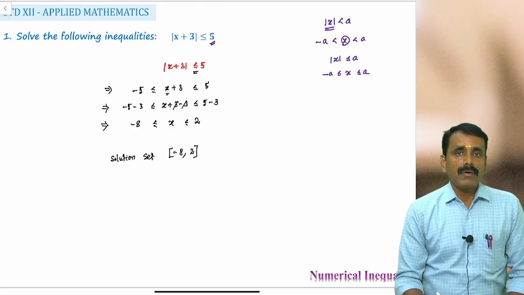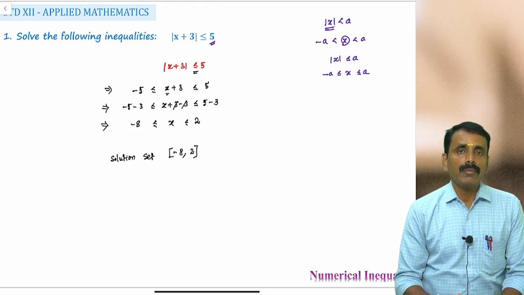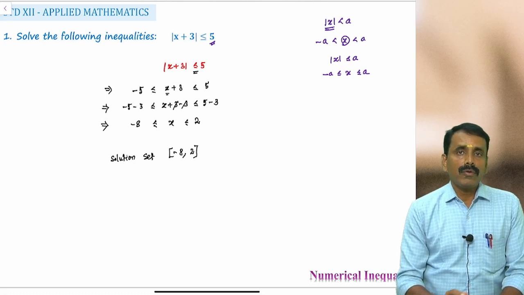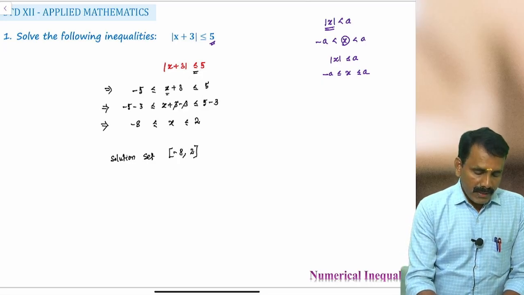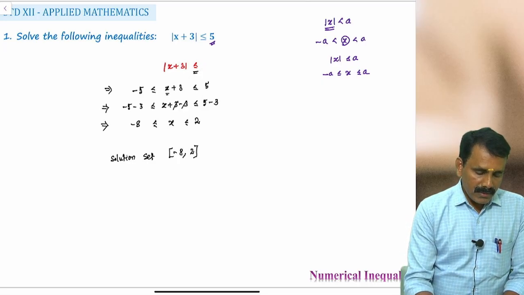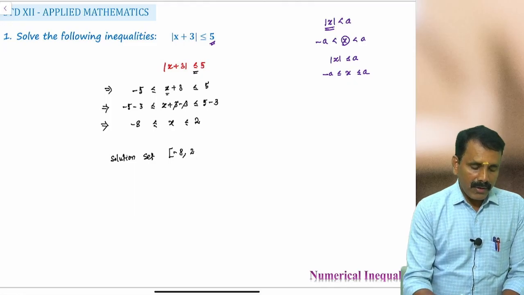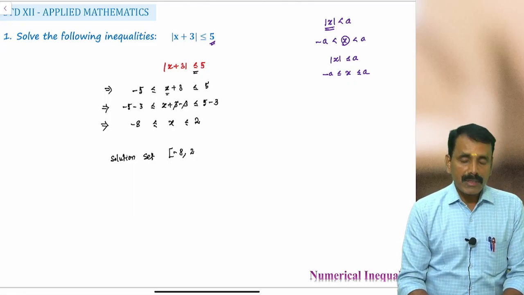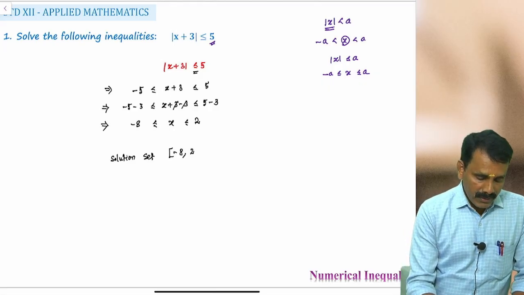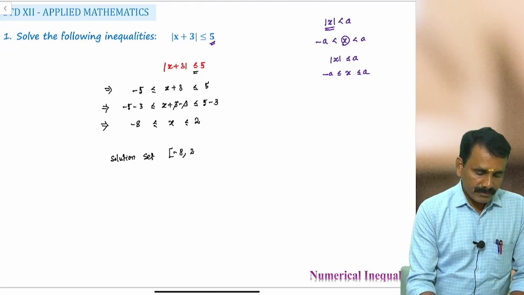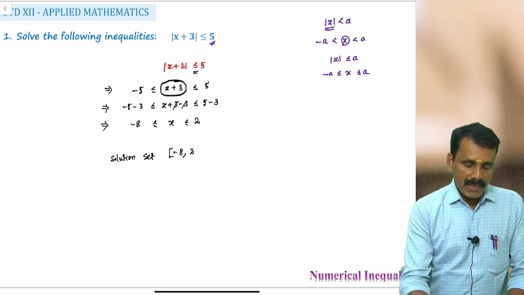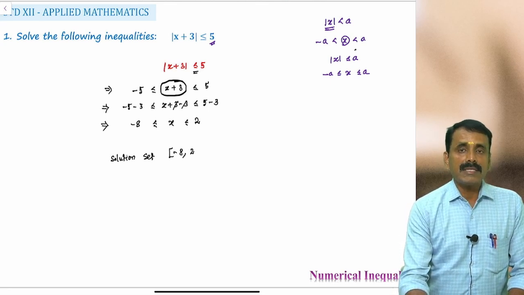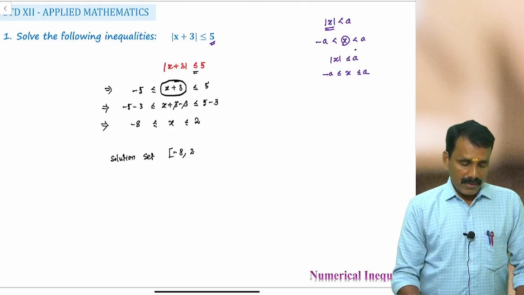While solving a system of inequalities involving modulus, the same process is followed for all problems. Whenever it is less than or equal to, we take the negative value of the right hand side less than or equal to the given expression less than or equal to 5. The middle term should not have modulus; we take only the expression inside the modulus. Because whenever mod x is less than a, we write minus a less than x less than plus a. Am I clear? We move on to the next question.